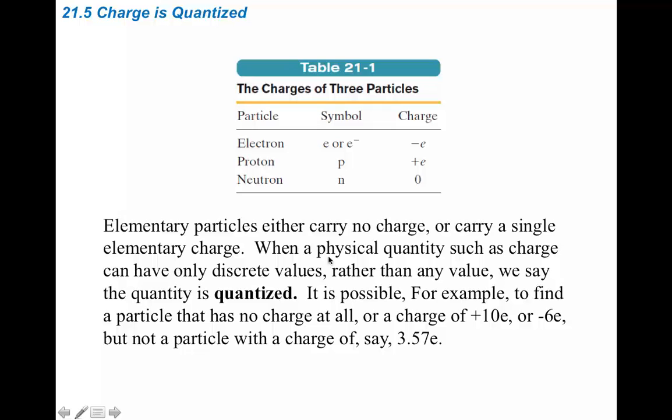Okay, so when we say that a physical quantity can only have discrete values, so it can't just have any value, then we say that quantity is quantized. It cannot be any value; it has to be a multiple of some value. So you can have a charge of plus 10e or minus 6e, but you can't have a charge of 3.57e, because that would mean you have a charge of 0.57 electrons.